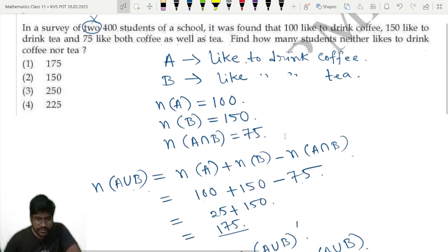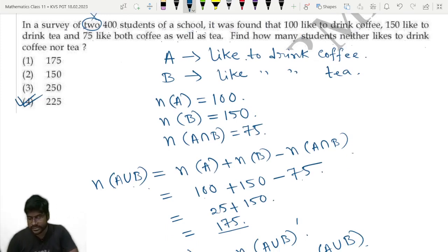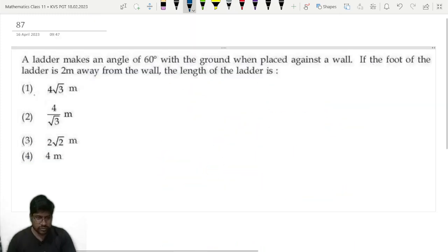So which option is correct? Option number 4 is the correct answer. Now is it clear to everyone? Still, if you have any doubt, comment and I will try to answer your question in the next video. Now let's move to the next question.